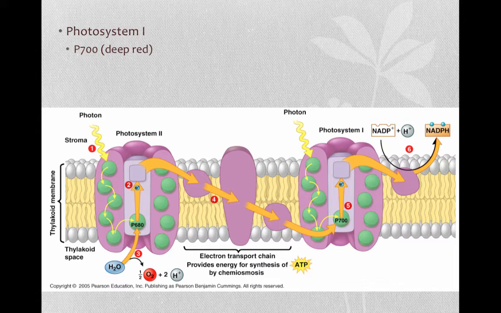Photosystem 2 has a slightly different version of chlorophyll A in the reaction center. It has P680, which is more of a moderate red versus a deeper red. This requires light with wavelengths of 680 nanometers.